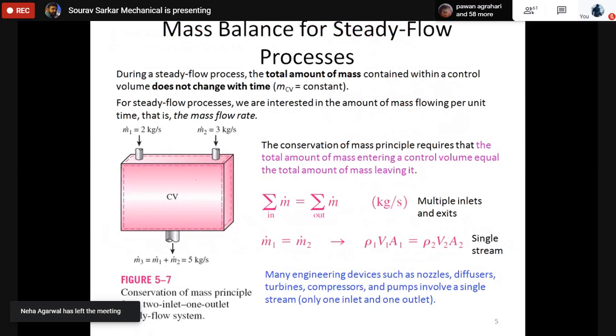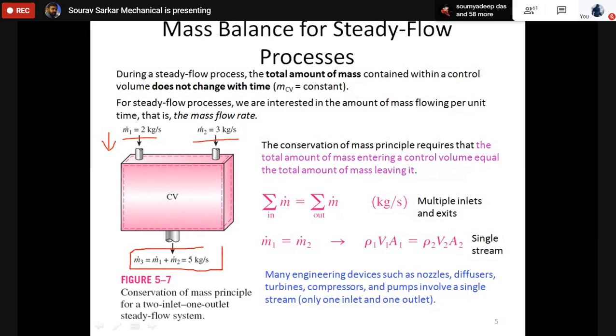Suppose this is a control volume where you can see that there is one inlet through which water is coming with m dot equal to 2 kg per second. There is another inlet through which water is coming at 3 kg per second. And finally, if there is no accumulation, I can say the mass of the leaving stream is basically 2 plus 3 equal to 5 kg per second. So it may be a 2 inlet 1 outlet system.